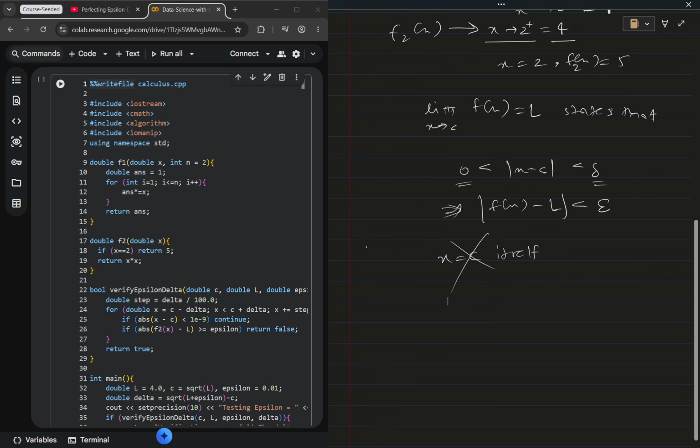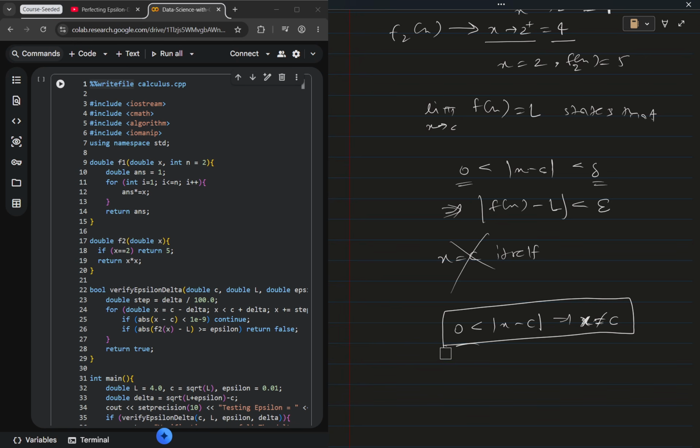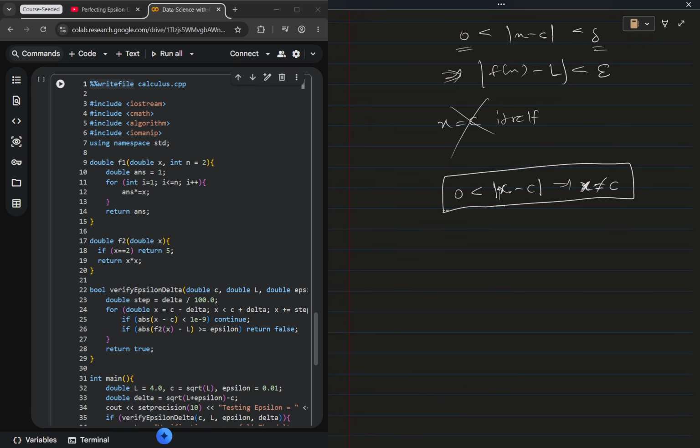So you can just say that 0 less than mod of x minus c, which implies that x does not have to be c. This is already in the definition, so you don't have to worry much about this exact function. But let's say you had some other piecewise function, that would have created some problem. So you can change the whole equation for your other piecewise functions. The standard functions are obviously like this, which you have over here.